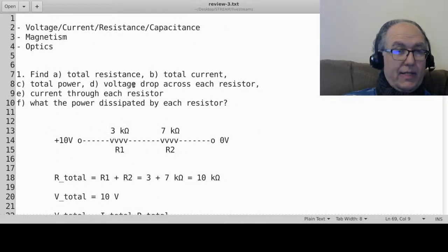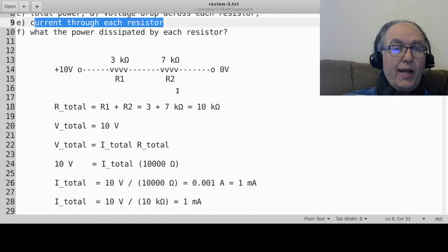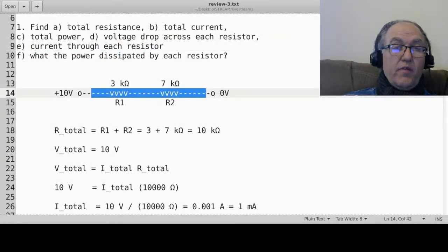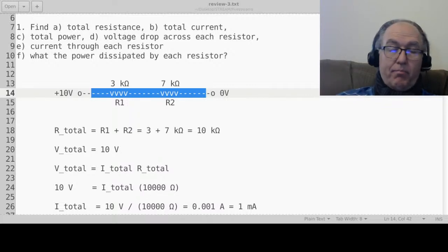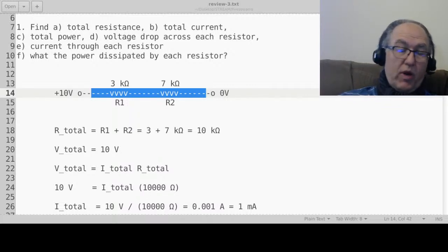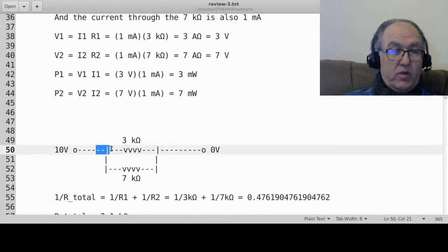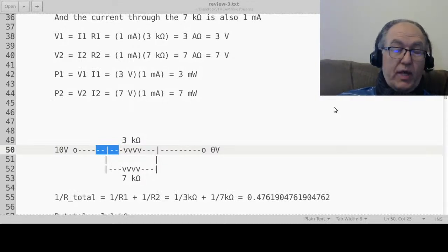Now that's the voltage drop across each resistor. What's the current through each resistor? Let's go back to the series. The voltage splits, but the current never splits, so the current through the 3 kilo ohm and the current through the 7 kilo ohm have to be the same. You can see my blue highlighting there, it's the same right across. But with parallel, you get the split, and the split occurs right there. Some of the current's going to go one way, some of the current's going to go the other way.